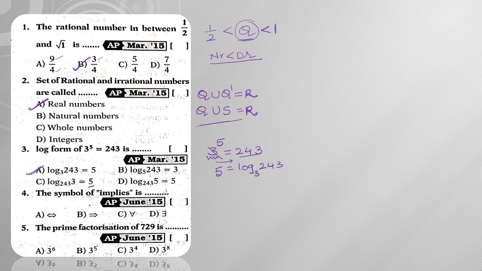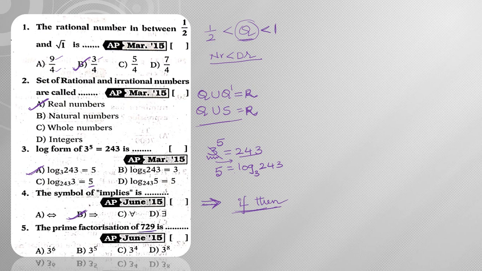Next, the symbol of implies is. We already know the implies symbol looks like this: you will have an equality sign followed by an arrowhead. This is implies. This implies means nothing but if then. So in words, the meaning of implication is nothing but if then.